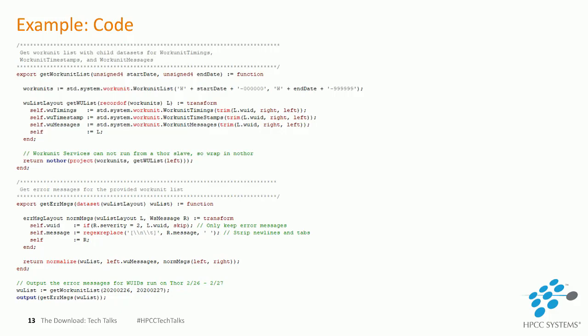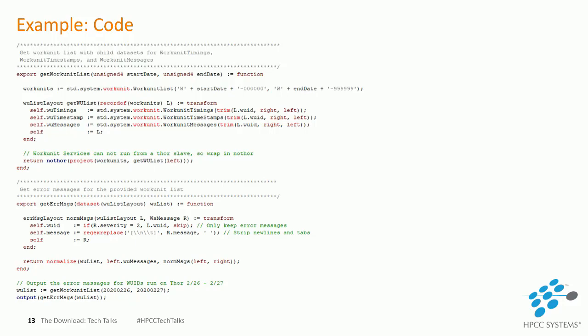So here's a simple example of how I'm using the work unit services functions. Here I'm capturing the error messages for all work units that ran between February 26th and February 27th. So first I'm capturing a list of the work units in the date range using the work unit list function like we talked about before. Then I project that list and call the other work unit services functions within the transform to create child datasets with the timings, timestamp, and messages details for each work unit.